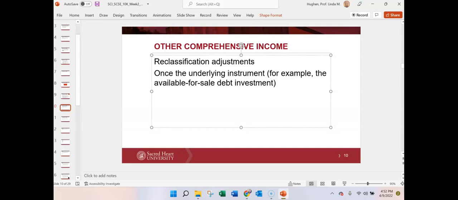So once that underlying instrument or investment is sold, the unrealized gain or loss is transferred out. Remember, it is recorded for one period in other comprehensive income and then gets accumulated in accumulated other comprehensive income. And that total unrealized gain or loss is transferred out of other comprehensive income and into the income statement because it is no longer unrealized, it becomes realized.